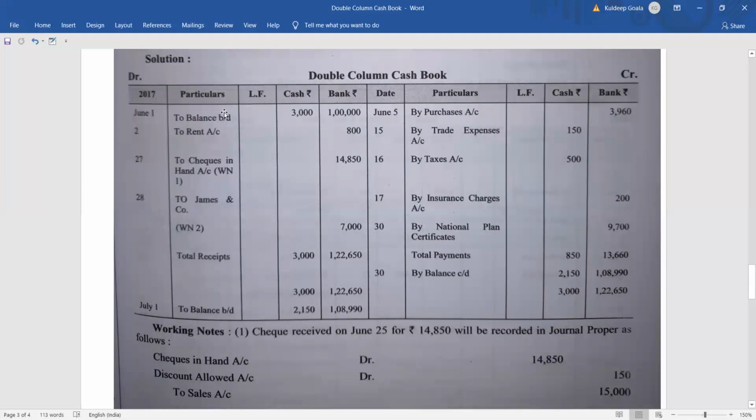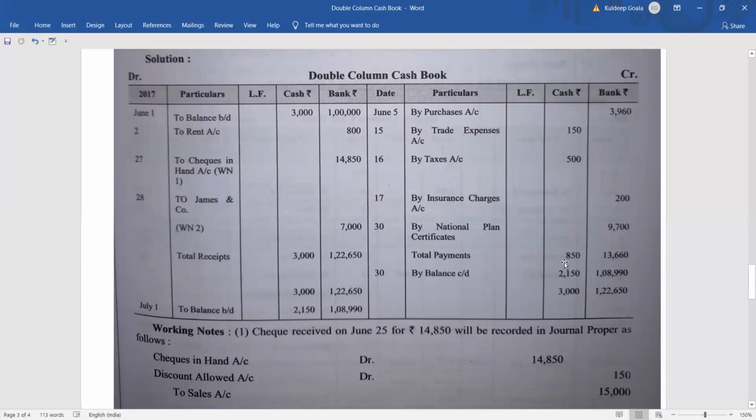In the cash, on the debit side we can see it is 3,000, and on the cash credit side we can see it is 850. It will be 850 because this 200 should be here, not in the bank. The calculation they have done correctly, but by mistake they have put 200 in the bank column. It should be here. So total payment is 850 rupees, and total receipt is 3,000.